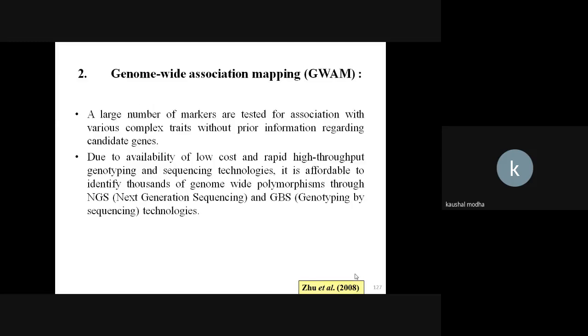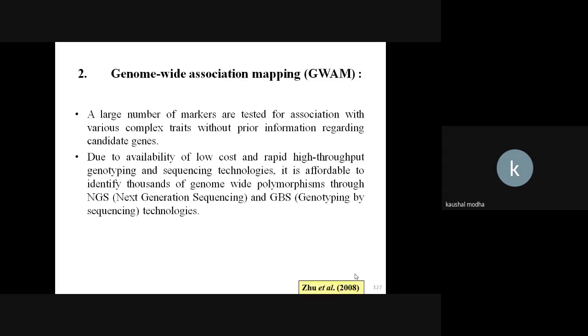But this is also a good approach when you have some prerequisite information about that particular region. The next method is genome-wide association mapping, where we search across the genome for polymorphisms. We perform LD mapping and try to associate those LD maps with the phenotype. That's why it is called genome-wide association mapping. In this approach, we consider as many markers as possible and associate the LD map data of these markers with the quantitative trait.